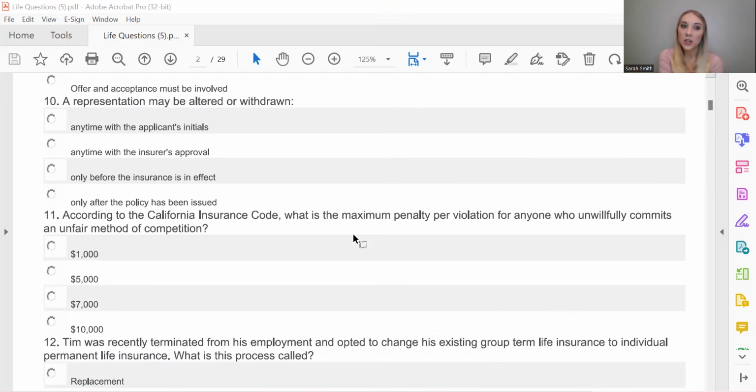A representation may be altered or withdrawn when? Now, this is where your vocab, it's like the first time that vocab is really important, right? That's where it comes into play. So a representation is any way that you are representing yourself to this company.